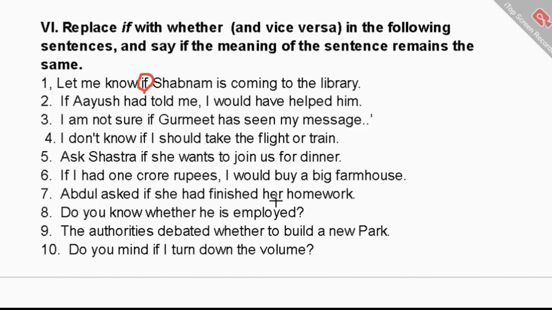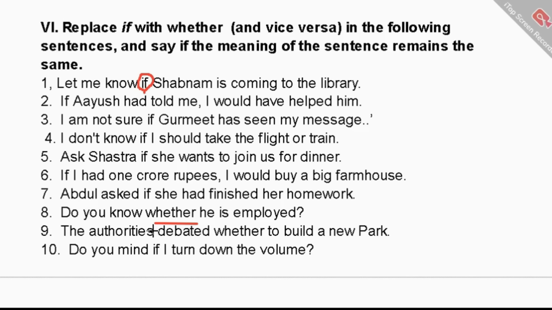Next here we have the eighth one. Do you know whether he is employed? So the meaning remains the same if you use, do you know if he is employed. You can see here they have given whether directly. So if you replace this whether with if, there would be no changes in the meaning. So you can use it either way.